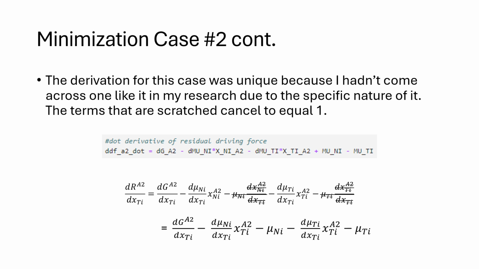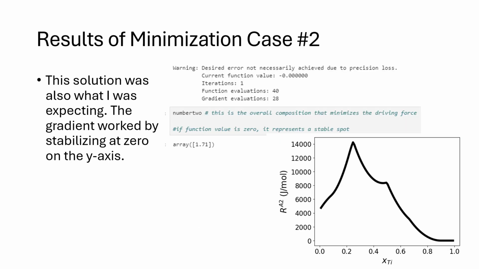This is showing the derivative of my derivation for the residual driving force, which once again, this is where the meat and potato is for me to be able to find the feasible solutions using gradient descent that I'm looking for. And this one was more unique because I hadn't come across one like it in my research due to the specific nature of it. The terms that are scratched out are canceled to equal 1, so you can just look past that. But once again, like I said, this one was unique, and also because I was looking for a single phase's equilibrium, which is more likely what a scientist will be doing rather than looking for 2-phase equilibrium like in my first case. So this solution is what I was expecting as well.